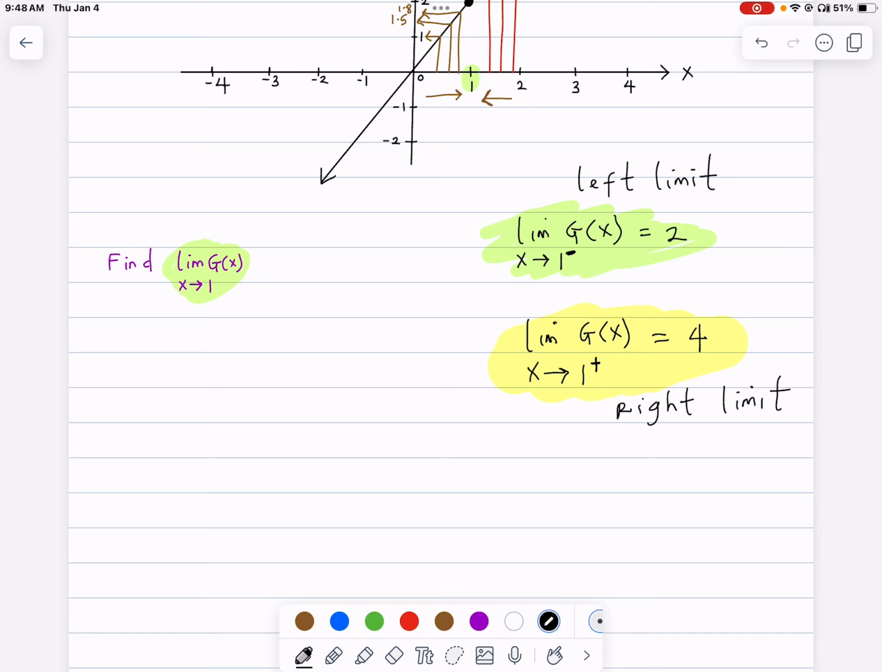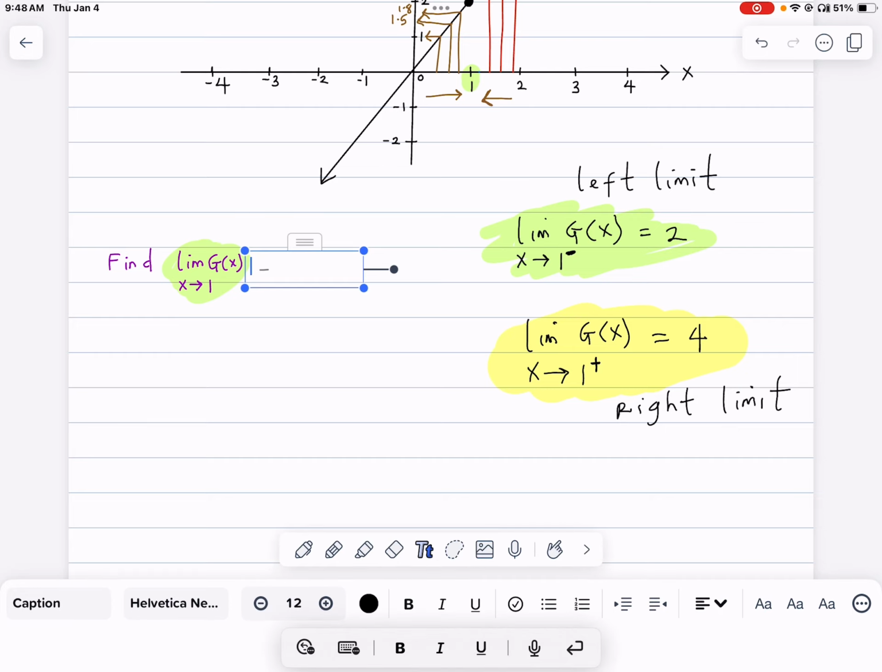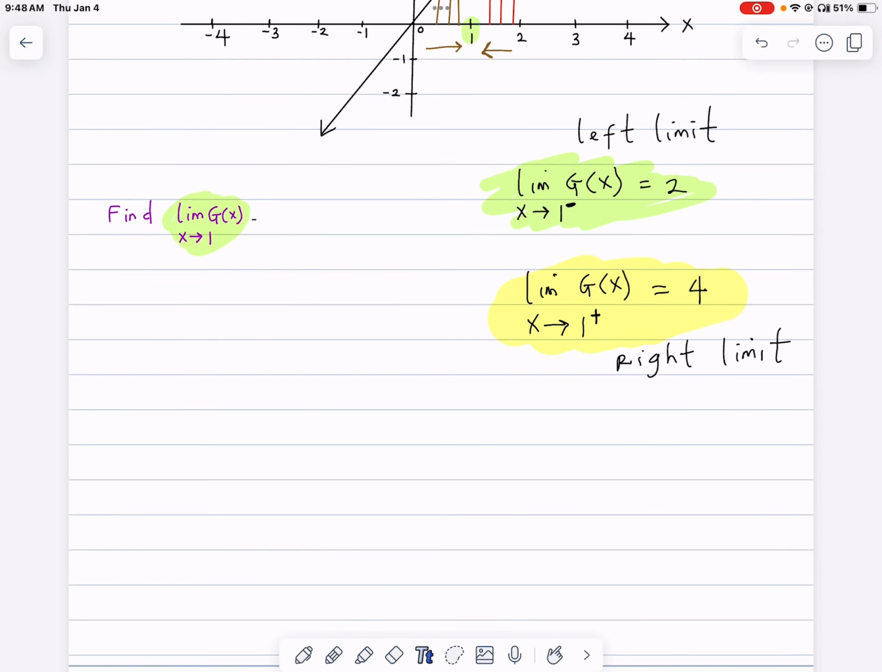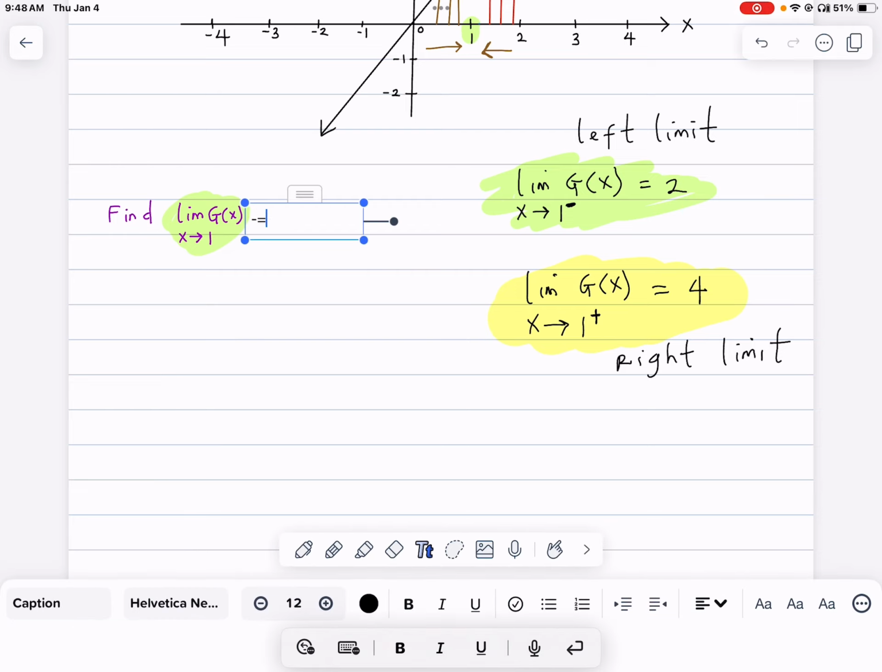So since the left limit is different from the right limit, the left limit is 2 and the right limit is 4, we say that the limit of g of x as x approaches 1 does not exist. The limit does not exist.